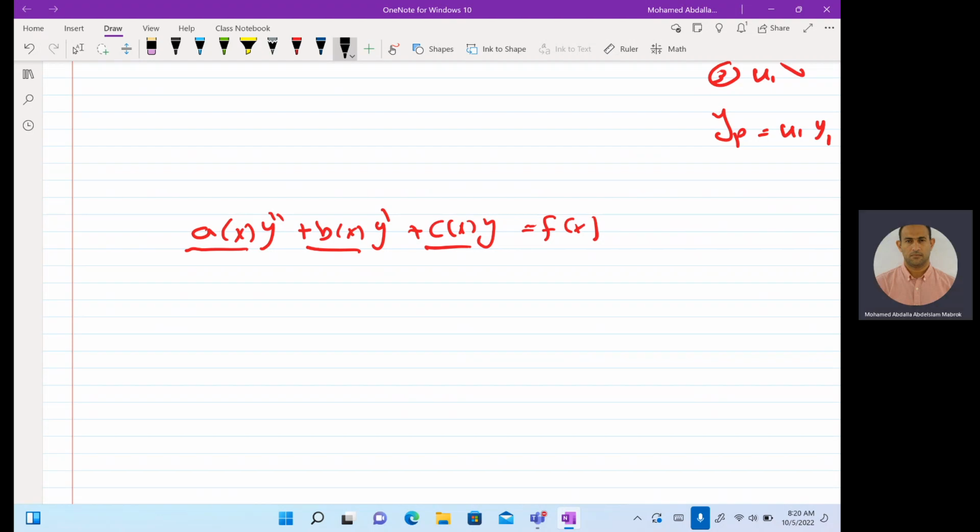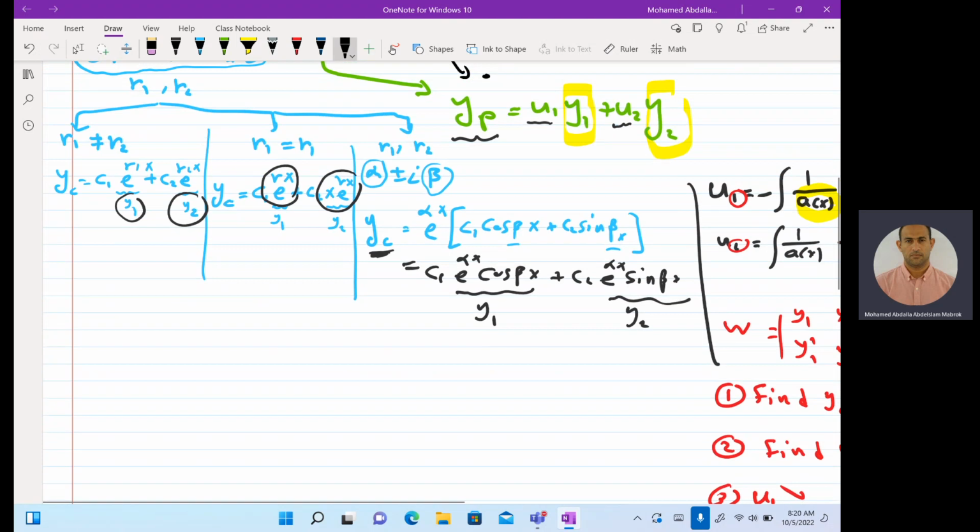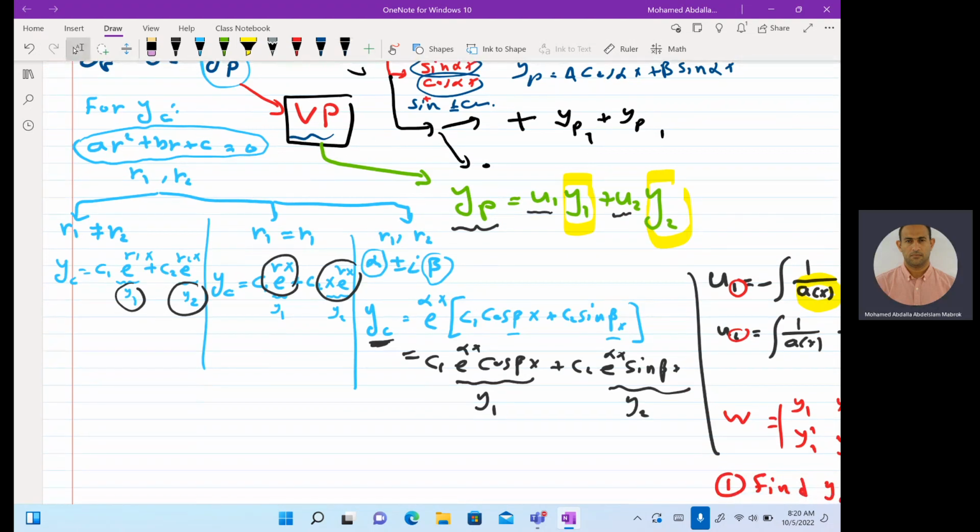Don't worry about the YB, because YB is found by variation of parameters in this case. So how are we going to do it? Exactly as we did it here. You need to have Y1 and Y2, build the W, find U1 and U2, and build the YB. This is for all second order differential equations. You can use that method.